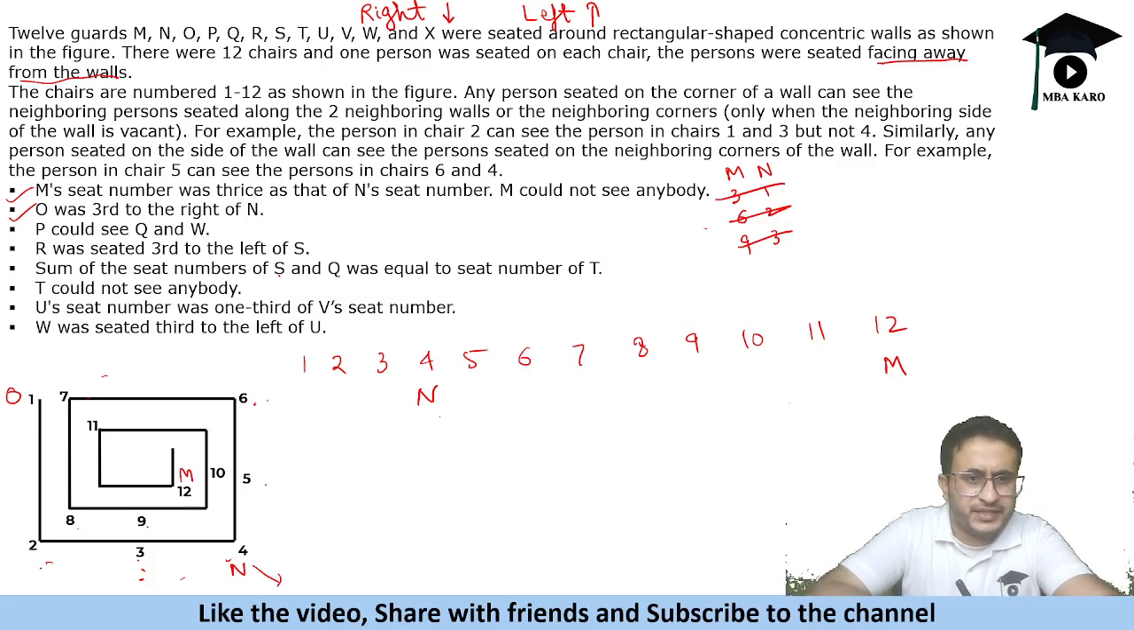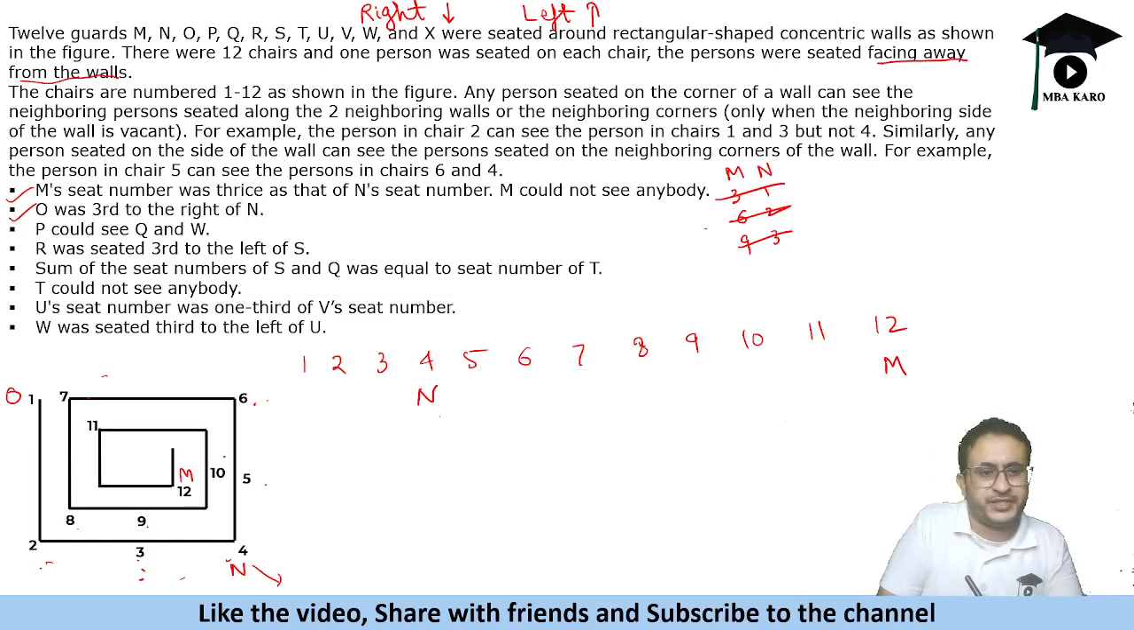The sum of the seat numbers of S and Q was equal to the seat number of T. Again, we do not know S, we do not know Q, so we will come to it later. T could not see anybody, right? Now T could not see anybody. Now what could be the seat number of T from this perspective?